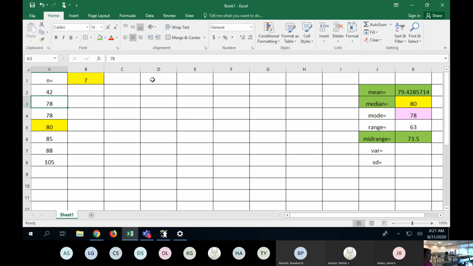But look at the range, the mid-range and the mean. They're going apart from each other. And you notice the mean is more than the mid-range and less than the median. So you start to see, always, if you start putting numbers in there, it's kind of crazy.